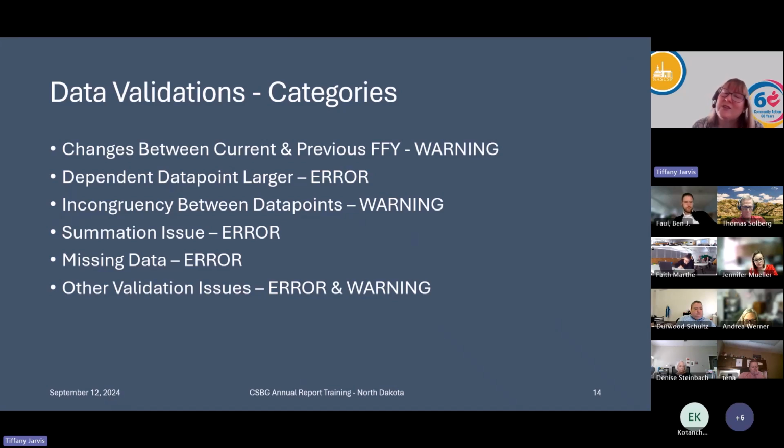Other validation issues, these vary between errors and warnings. It just depends on what the issue is.